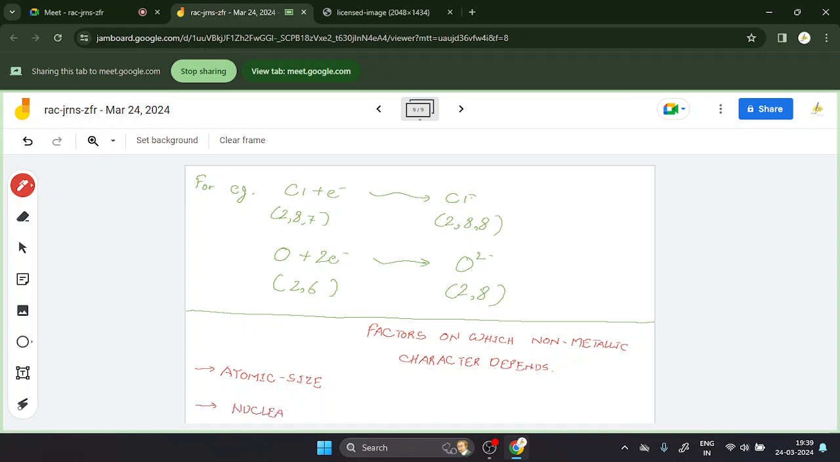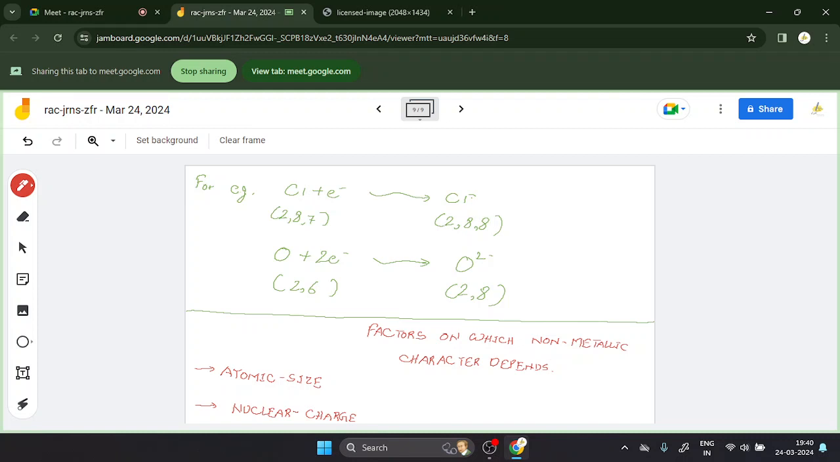But what used to happen in the metals? In the metals, when atomic size increased, metallic character also increased, because the outermost electron could easily be removed from the outermost orbit. But what will happen here? When the atomic size is small, the non-metallic character is more. Why? Because the nuclear pull will be more, and one electron can easily jump from the outermost shell to the inner shell and complete the octet. Clear? That is atomic size.